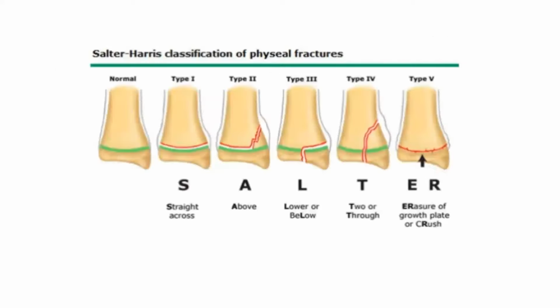There's a common mnemonic: Salter. S means straight across the physis. A is above the physis, involving metaphysis. L is lower, that is below the physis, to involve epiphysis. T is through and through, involves metaphysis, physis, and epiphysis. And type 5 is rammed, which involves all of the above.